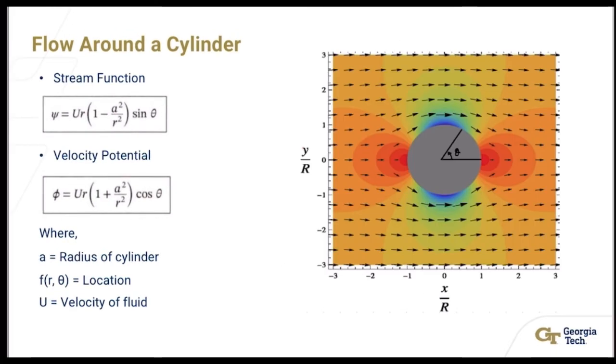This image shows the pressure field of the flow around the cylinder. The high pressure zones are shown in red and the low pressure zones are shown in blue. We can see that the maximum pressure on the cylinder occurs at theta equals 0 and theta equals pi. The velocity potential shows that the velocity of the fluid is equal to 0 at these angles. These are the stagnation points where the stream splits and flows around both sides of the cylinder.